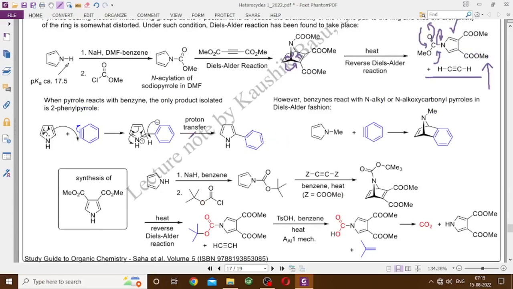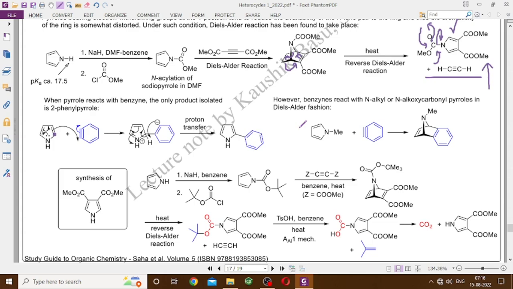benzene, the only product that we isolate is 2-phenyl pyrrole. How does that happen? This is a potential electrophile, this is a strong nucleophile, undergoes alpha functionalization, proton transfer will give rise to this one.